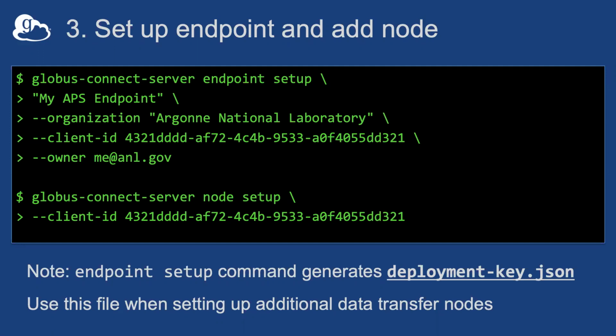And the client ID, secret, and the deployment key are the three pieces you need to be able to restore your endpoint, to be able to add new nodes. Like if you have a multi-DTN setup, being able to add new nodes, right?